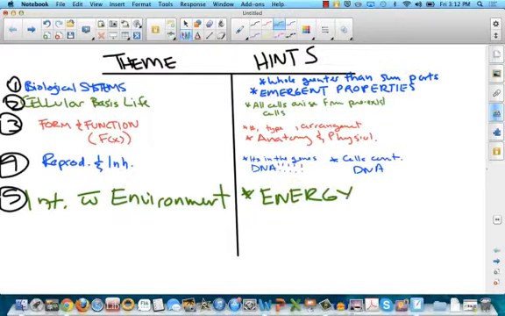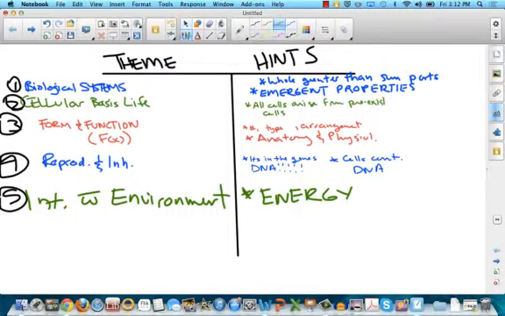And we need energy for reproduction and inheritance. We need energy to form different parts and to function them. We need energy for our cells to be healthy. And we need energy for our biological systems to function. So we have to interact with our environment because it's our environment that has the energy that we're going to use and to pretty much live. So connect the environment with energy.